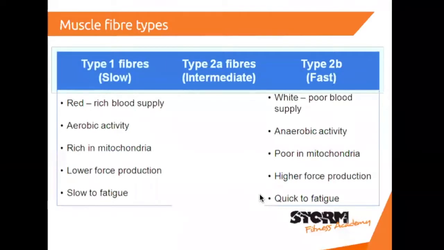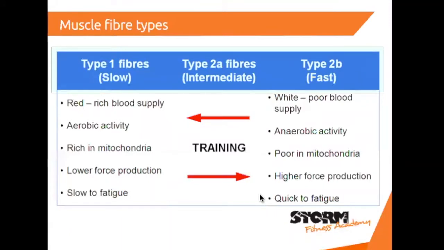Now, our type 2A fibers, we call these intermediate because they are very good at taking on the characteristics of either type 1 or type 2B, depending on how you train them. So if you guys go out and run every single day, do lots of endurance type training, your type 2As are going to become very much like the type 1s. If you were to do lots of heavy lifting, lots of running, jumping, throwing, your type 2As are going to take on characteristics that make them more like type 2Bs.